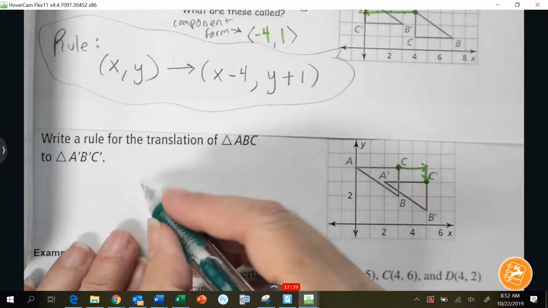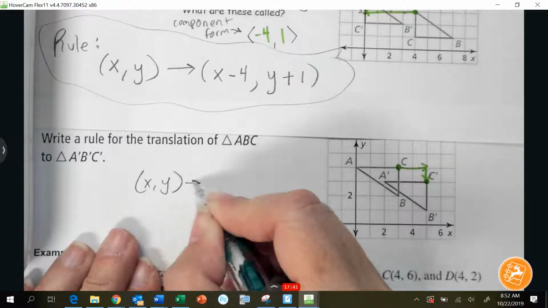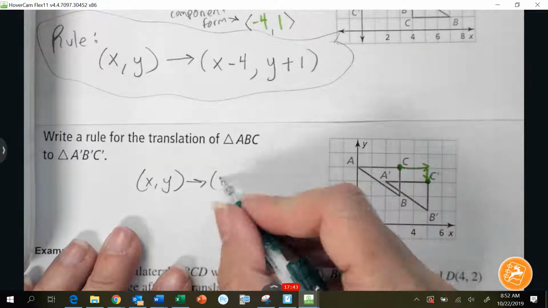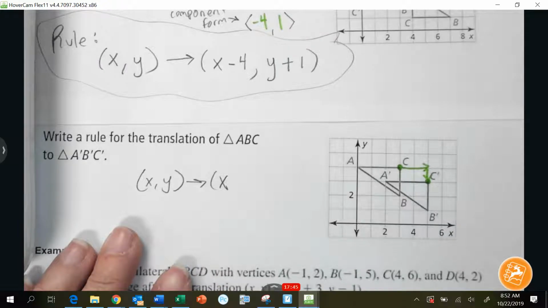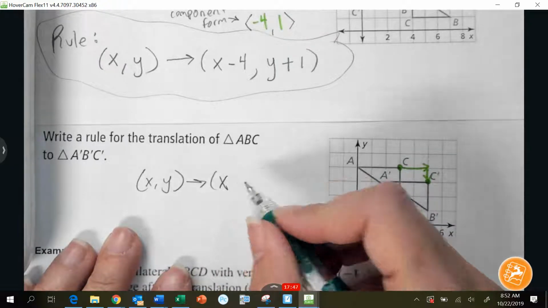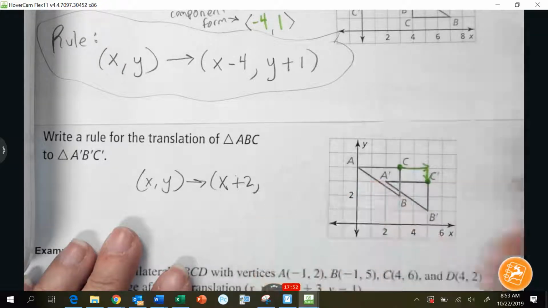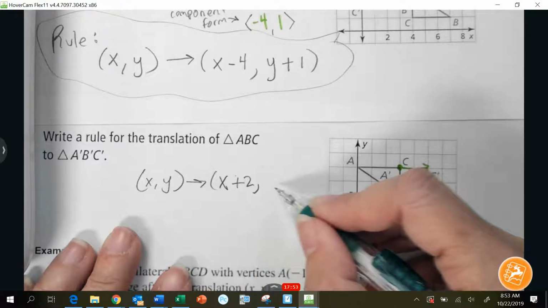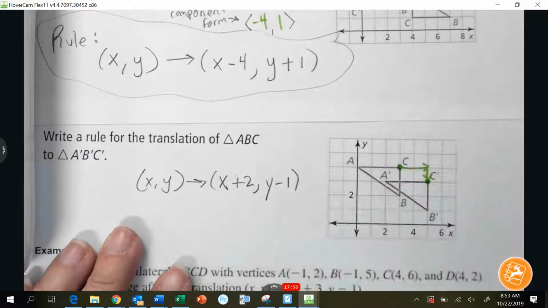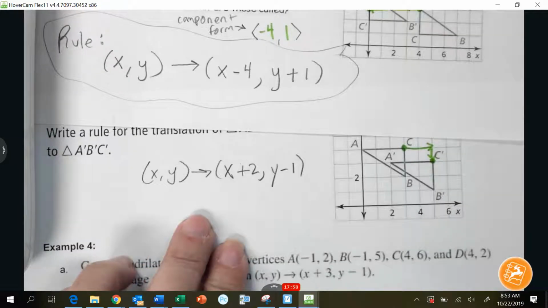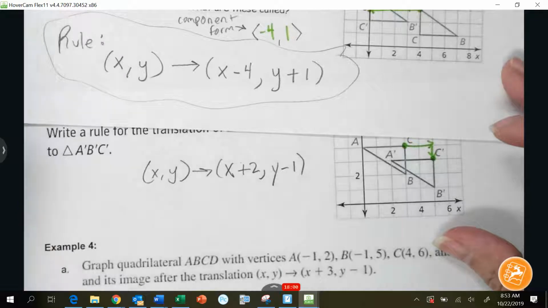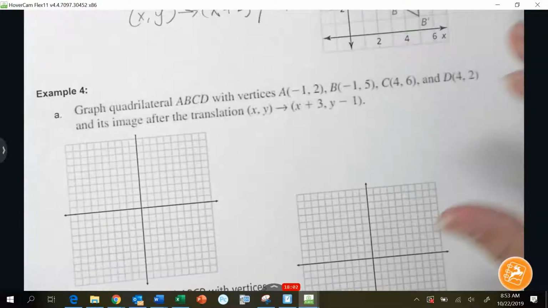So our rule is going to start with x comma y, arrow. What are we doing to all of our x's? Maggie, what are we doing to our x's? We are adding 2. Yeah. Cameron, what are we doing to our y's? Perfect. So that's what you're going to write down for your rule. All right? Almost done.